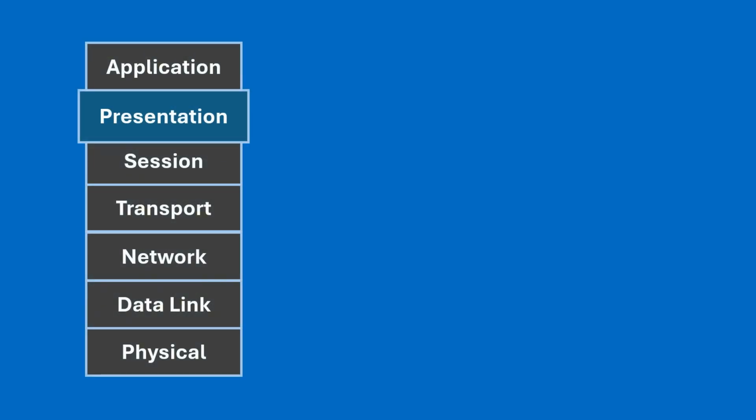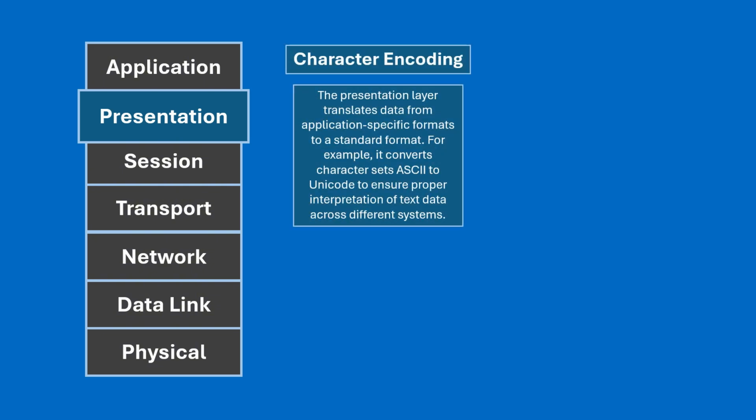The sixth layer of the OSI model is the presentation layer. A process that occurs here is something called character encoding. The presentation layer translates data from application-specific formats to a standardized format. For example, an application can generate data that takes the form of ASCII. The presentation layer then converts the ASCII characters to Unicode characters to ensure that the data is properly interpreted across different systems.